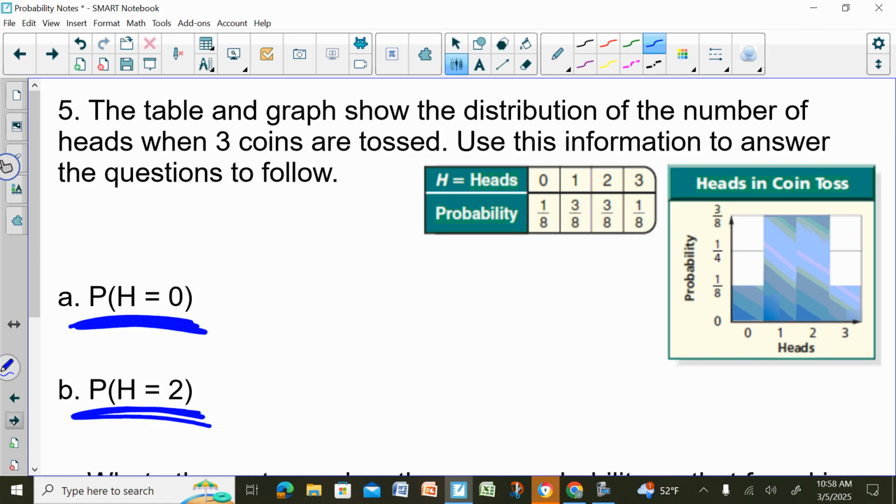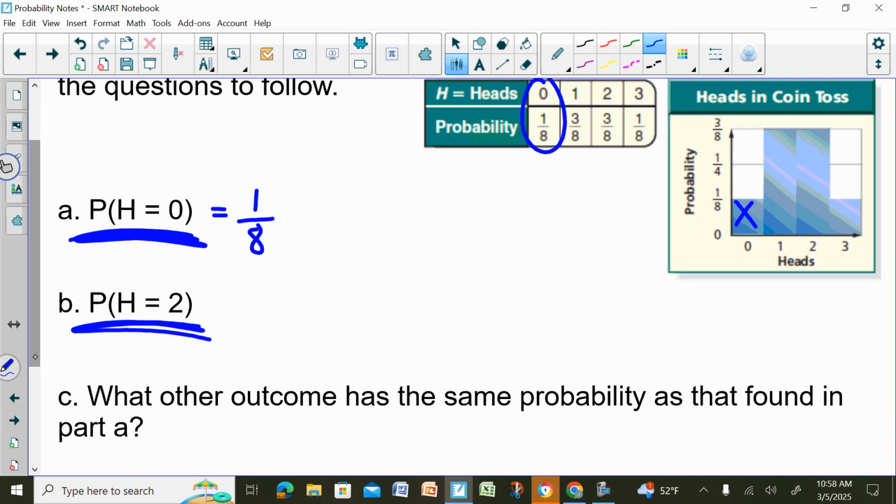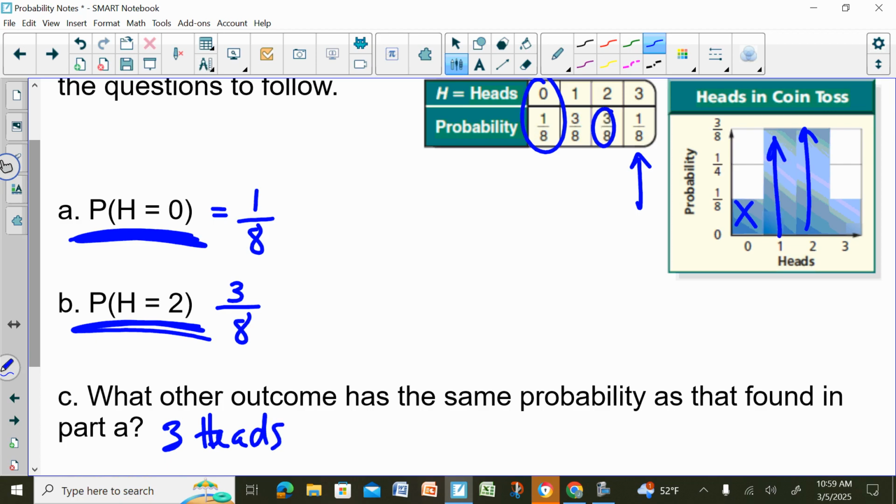They're asking for the probability where the heads is equal to 0. It's in a table, 1/8. Also over here, it's in a graph, 1/8. So just being able to piece through the information in a graphic. Probability of heads equals 2, 3/8. Here is also showing 3/8 in a picture, in a table, and being able to identify what other outcome has the same probability as found in part A. So I'm looking for another 1/8. That would be 3 heads. And also right here in the graph. So just some other ways to see that same information.